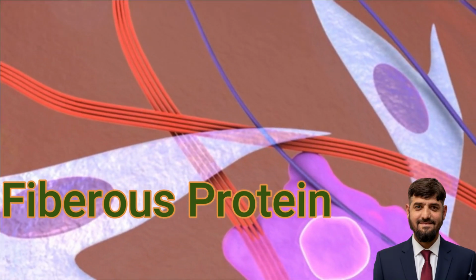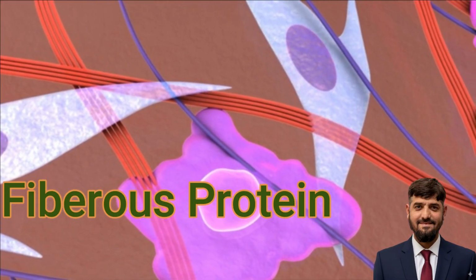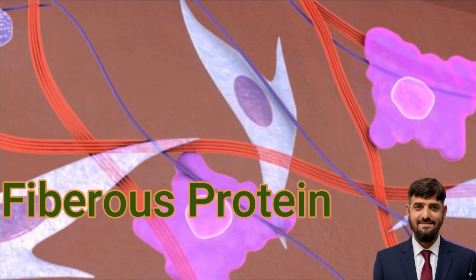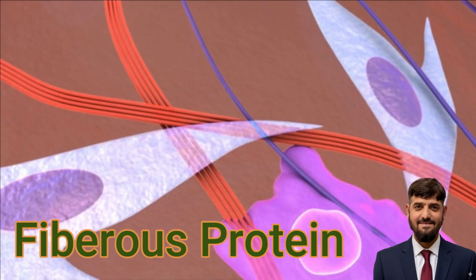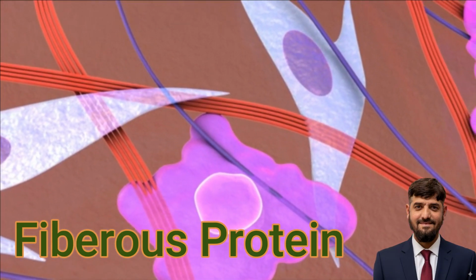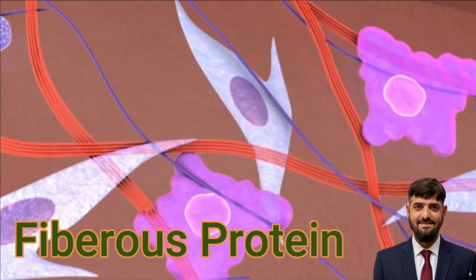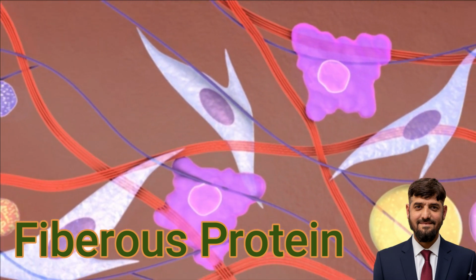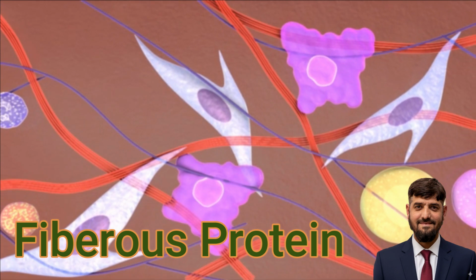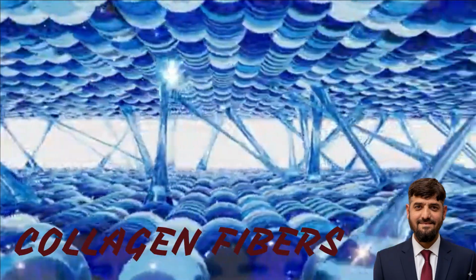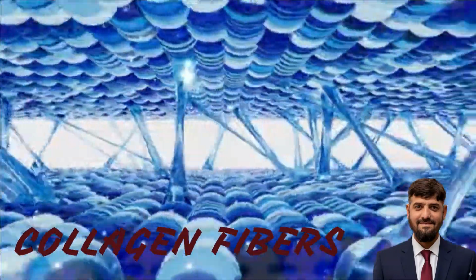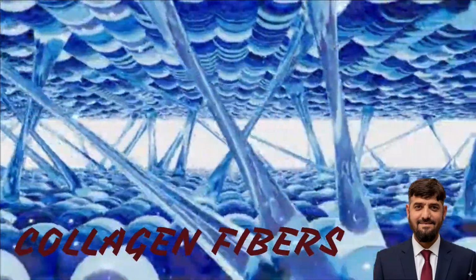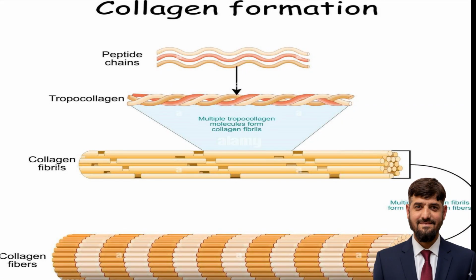The third part of the connective tissue is the fibrous protein of the extracellular matrix, which provides structural and functional support. These proteins are divided into structural fibers and adhesive fibers. We will discuss these fibers in detail. The first one is the collagen fiber, which is the most abundant protein in the extracellular matrix of connective tissue. It is strong, fibrous, structural protein that provides tensile strength.